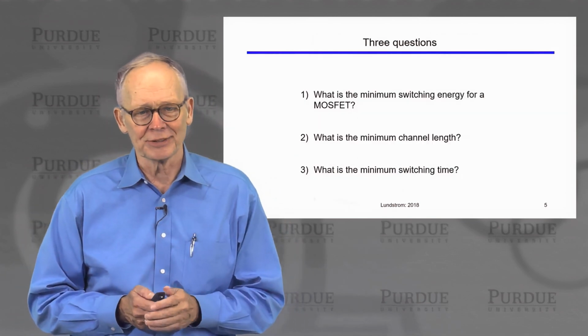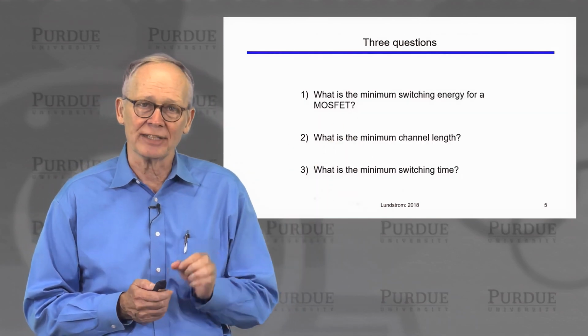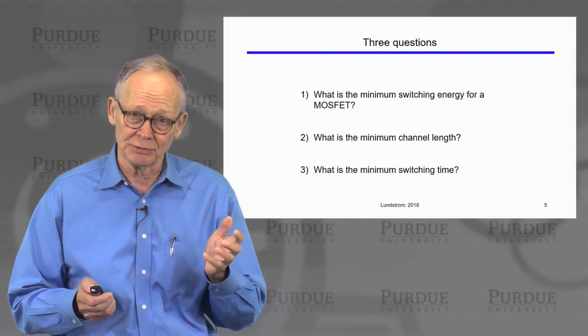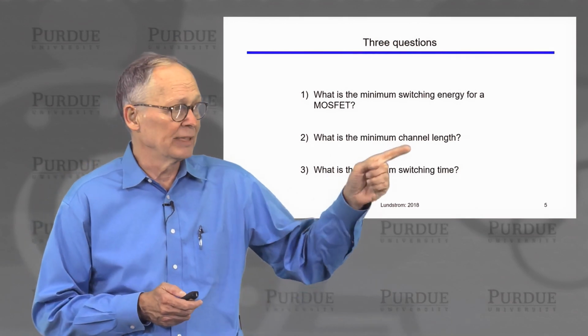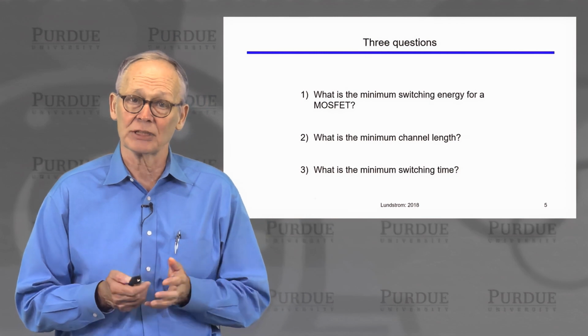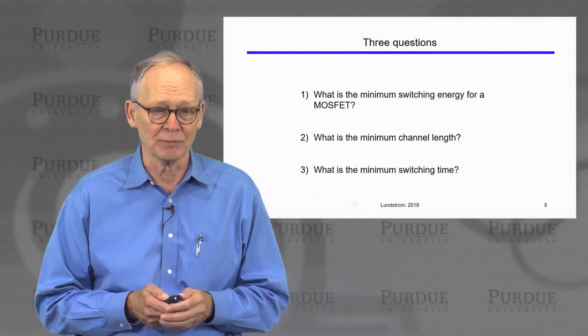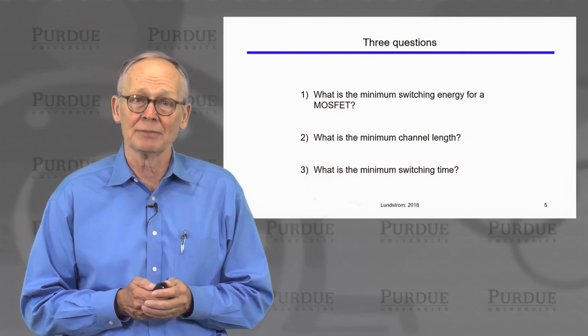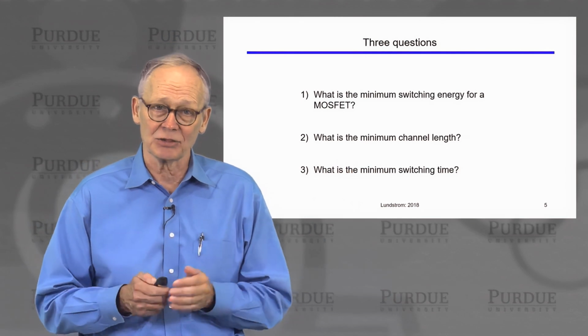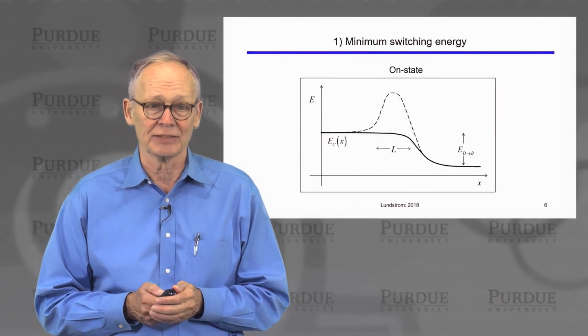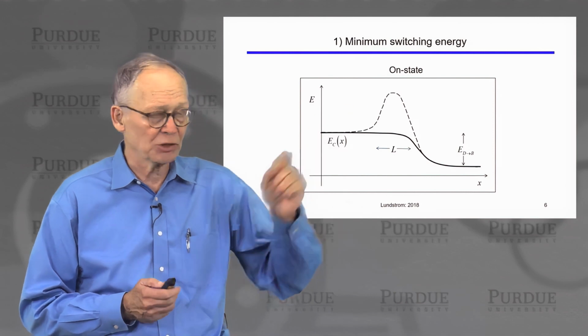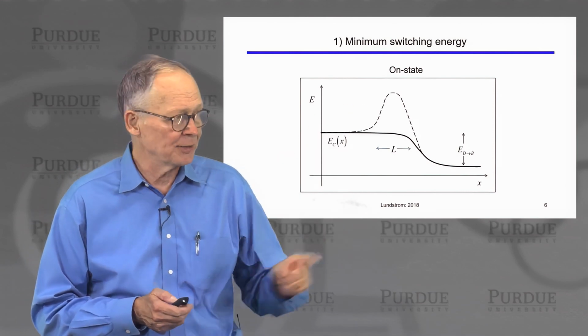Here are the 3 questions. What is the minimum energy that it takes to convert a 1 to a 0, or vice versa? What is the minimum channel length that a MOSFET could ever have and still operate as a MOSFET? And what is the minimum switching time? How fast could we convert a 1 to a 0 and vice versa? So let's begin with question 1, the minimum switching energy.